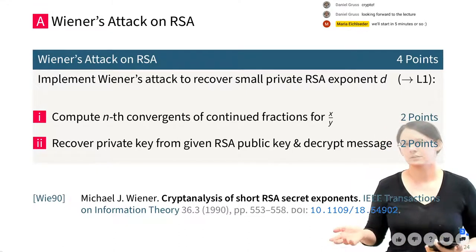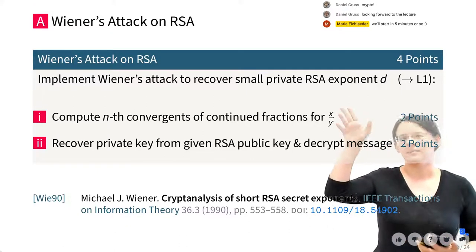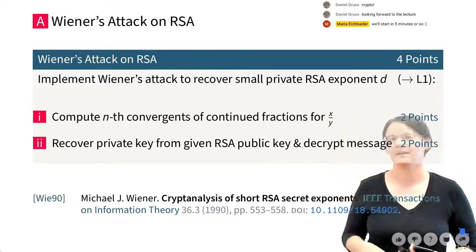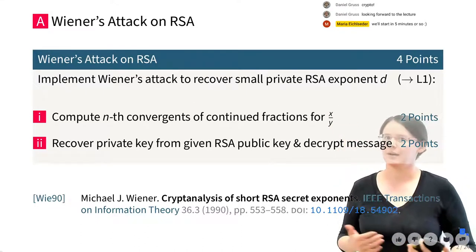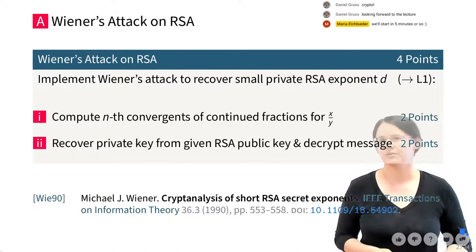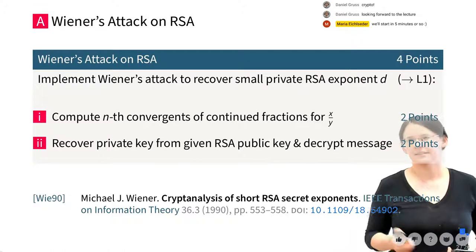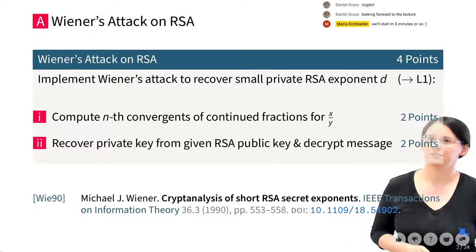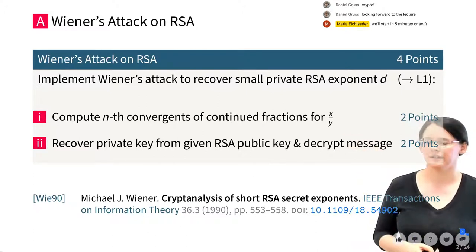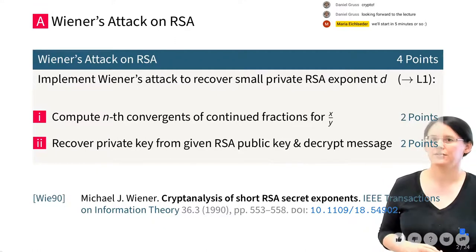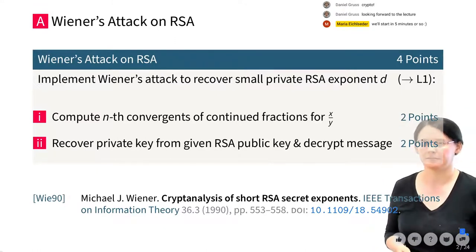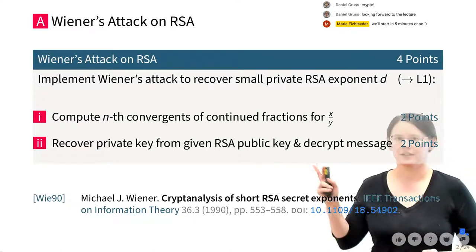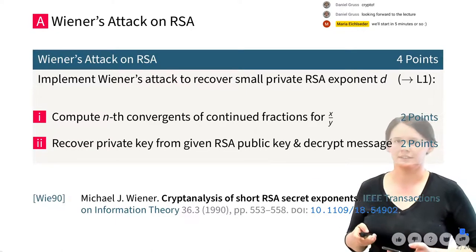Or what you can also do is separately handle the numerator and the denominator of the continued fraction expansion and update both according to the recursion rules that are given on the slides. And the second task here is one that was also already mentioned as a source of problems. Namely, you're supposed to apply your tool to an actual RSA public key that is given in this PEM format, and you're supposed to decrypt the corresponding message. And it looks like some of the problems originated here.